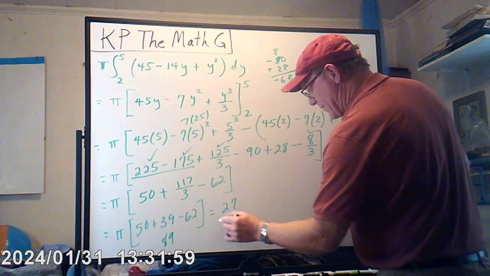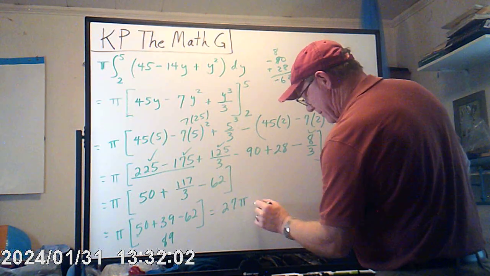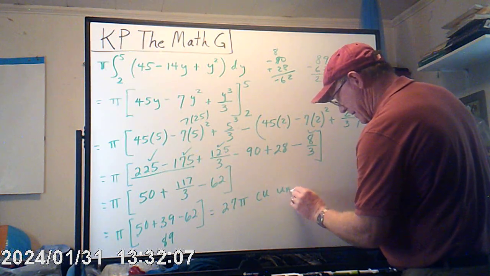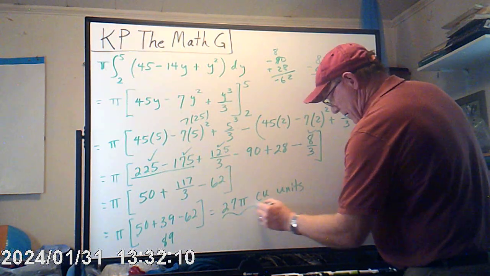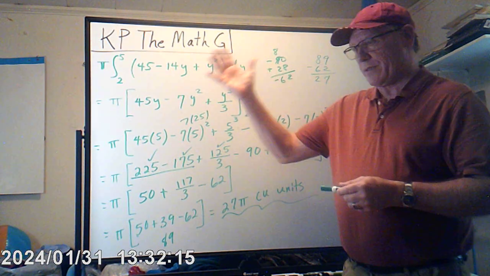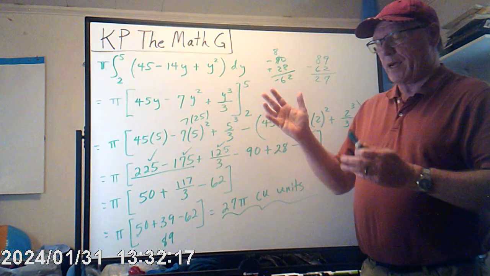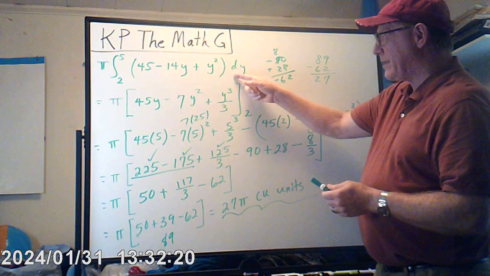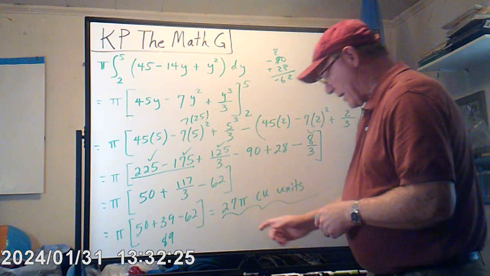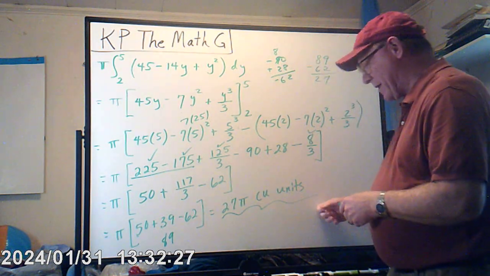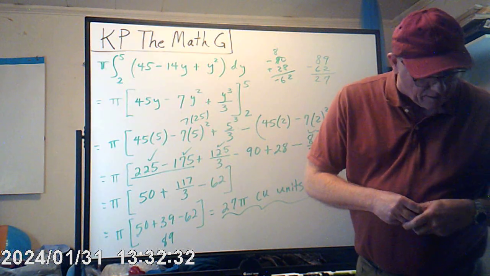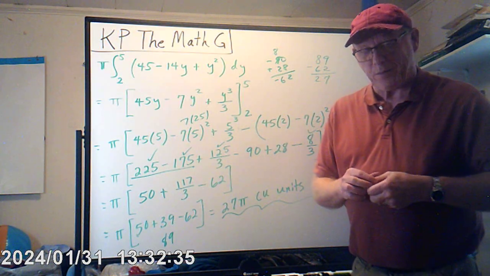27. Don't forget you got a pi sitting out there. Pi. Cubic units, because remember, this is a volume. The area being generated and then putting that dy gives it an extra dimension. So 27 pi cubic units is what we got here. And I believe when I checked on my calculator, that's what I got.